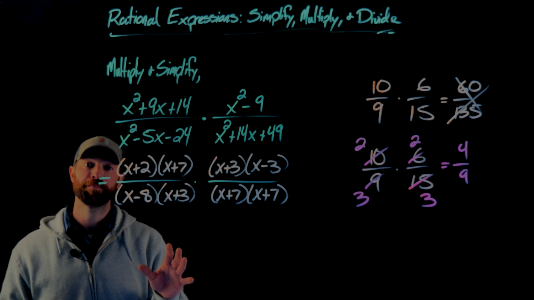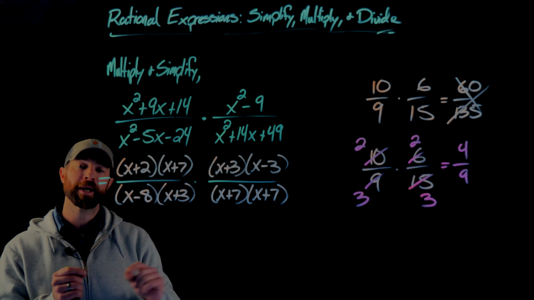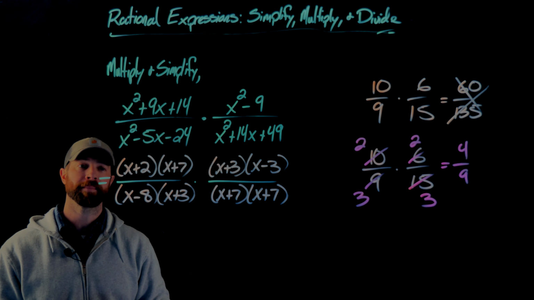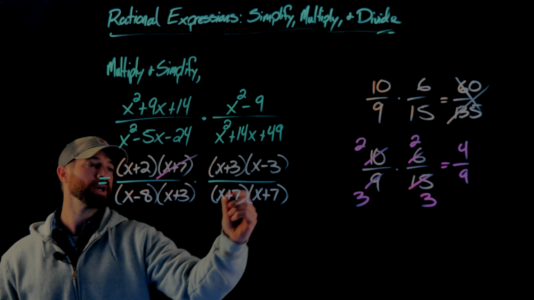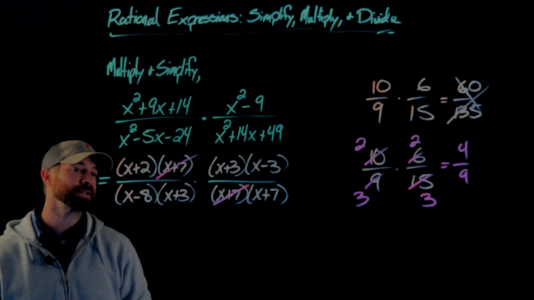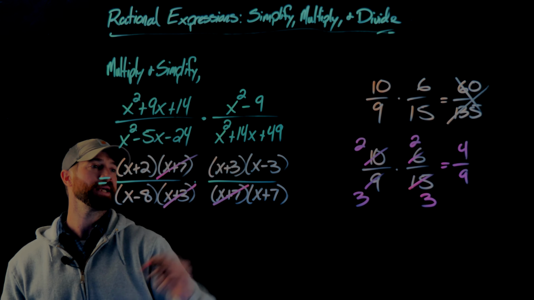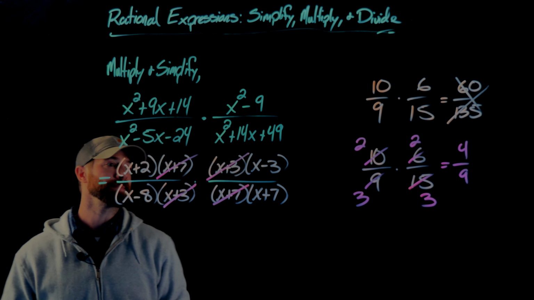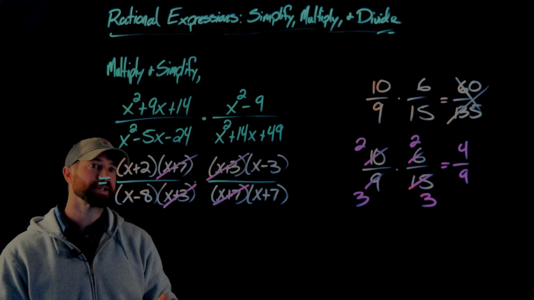Once I've factored both of these, now I can cancel any common factor between any numerator and any denominator one for one. So in this case, I can cancel this x plus 7 right here with one of these x plus 7s down here in the denominator. And now I can cancel this x plus 3 right here with this x plus 3 right there. It looks like those are all the factors that I can cancel.